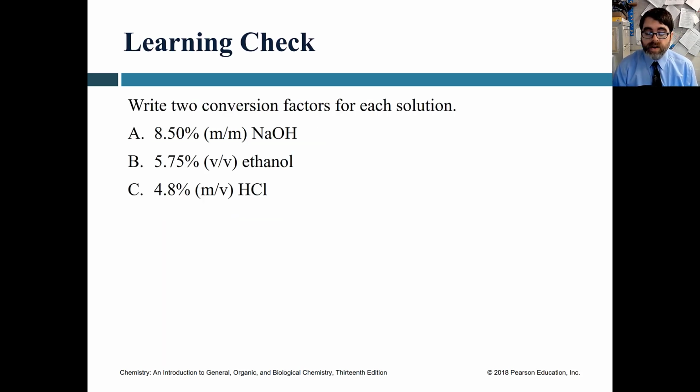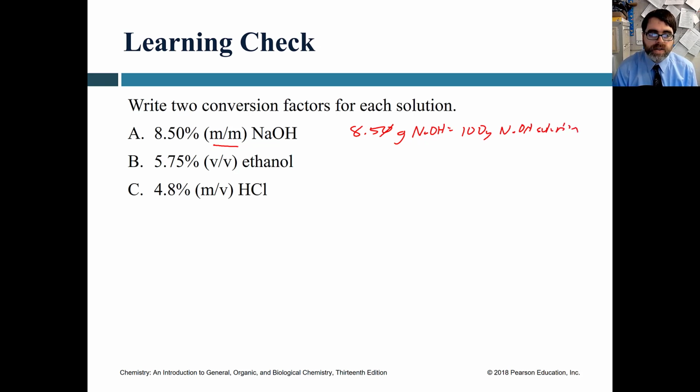Here, they want us to then write conversion factors for each of these. So this one here is a mass, and so then we know that 8.50 grams of NaOH is equal to 100 grams of NaOH solution.